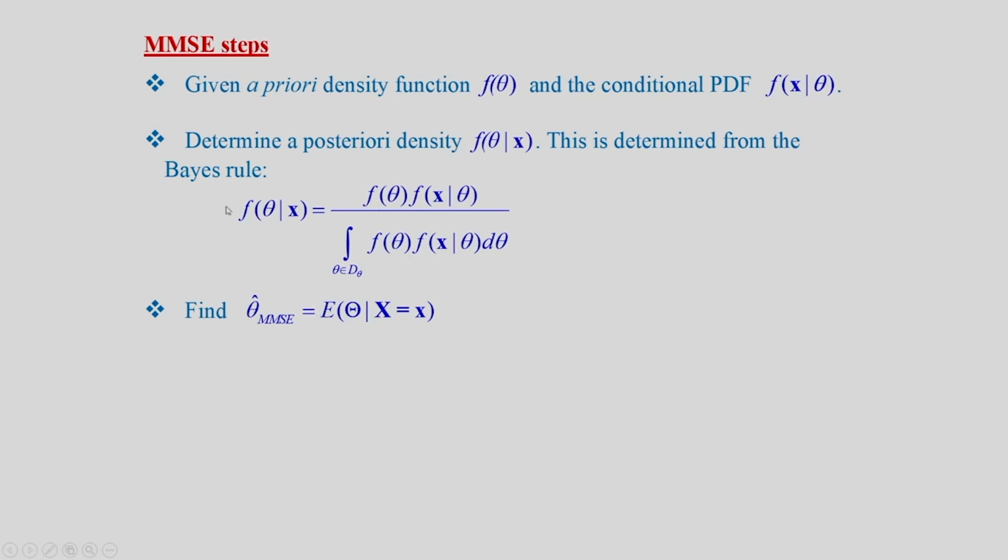And once we have this conditional PDF, we can find the conditional mean, that is, theta hat MMSE will be equal to E of theta, the parameter vector, given that the data vector x is equal to x, the observed data. That way we can find the conditional mean, and that is the theta hat MMSE.